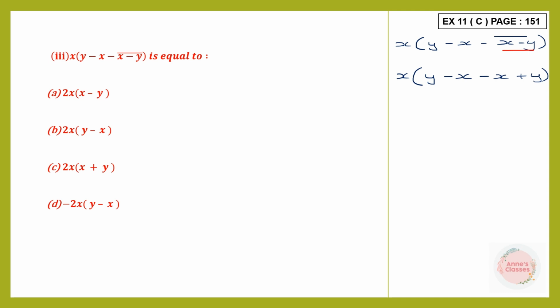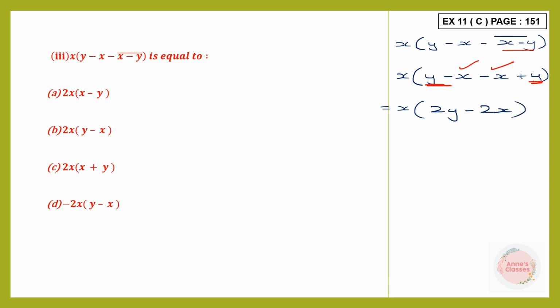So now let's take all the like terms together and see what we get. Here we have y and y. So there are two y's. So we can say 2y. Then let's look at the x. We have minus x here and minus x here. That means minus 1 minus 1. So when signs are the same, we put the same sign and we add 1 plus 1 is 2, 2x.